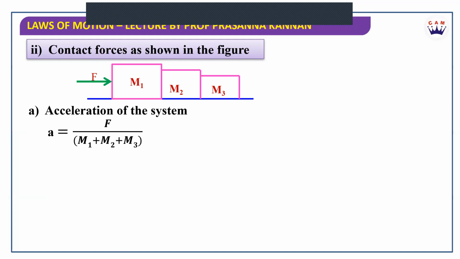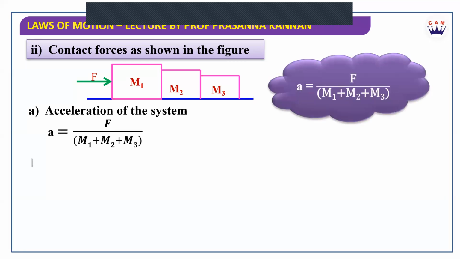Sit down, everybody. First rule in applying Newton's laws, free body diagram: all the elements in the system have the same acceleration. Did you do that yesterday or not? So what is the acceleration of M1? A. What is the acceleration of M2? A. What is the acceleration of M3? A. And what is A? F by M1 plus M2 plus M3. Yes. Okay, good. Next.